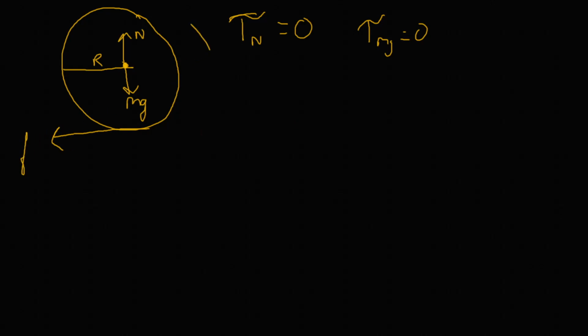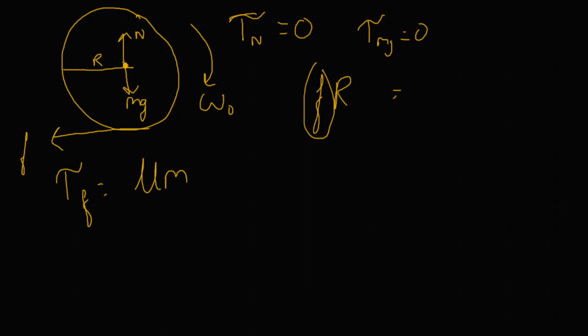We have our initial omega, which is clockwise, and friction is also providing clockwise torque. So what's the torque given by friction? It's just going to be force times the perpendicular distance. What is friction in this case? It's mu mg. So torque due to friction is going to be mu mg r. Alright. So this torque is going to provide some angular acceleration.